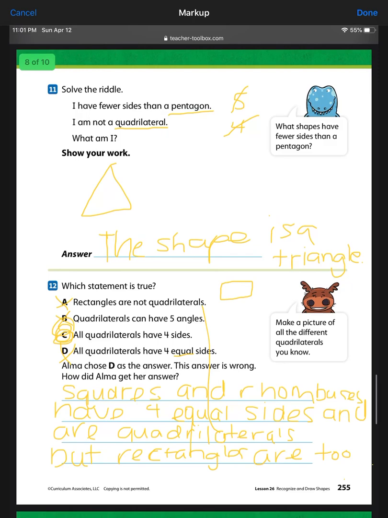All right, guys. Sorry, my pen stopped working down here at the bottom. But rectangles are quadrilaterals, and they do not have all equal sides. So the best answer was C.